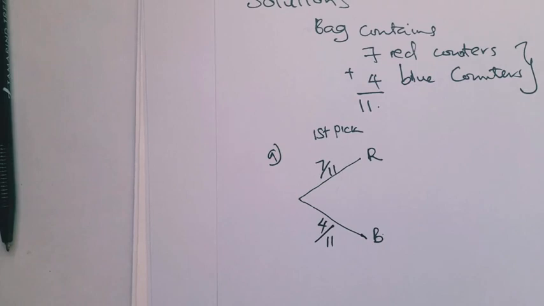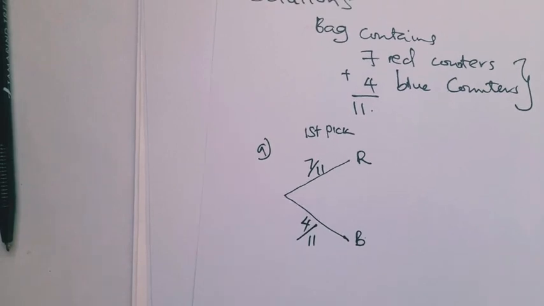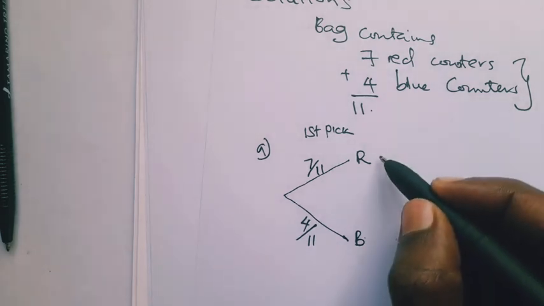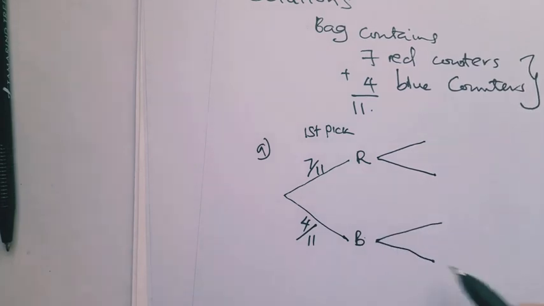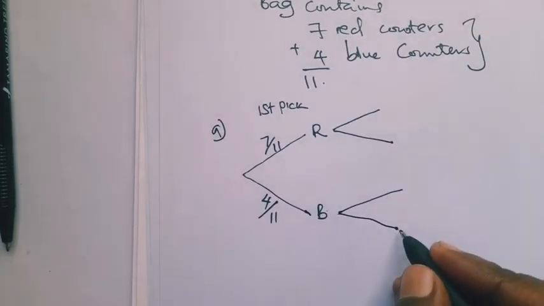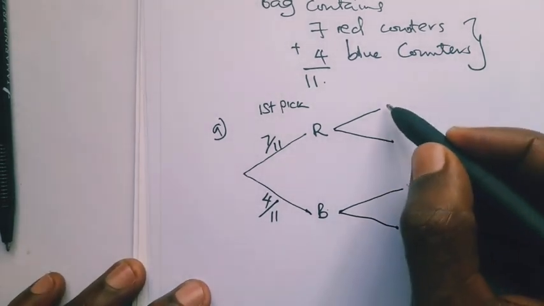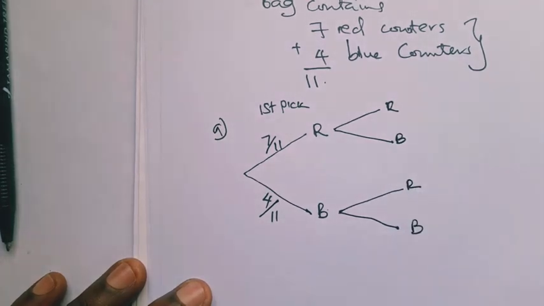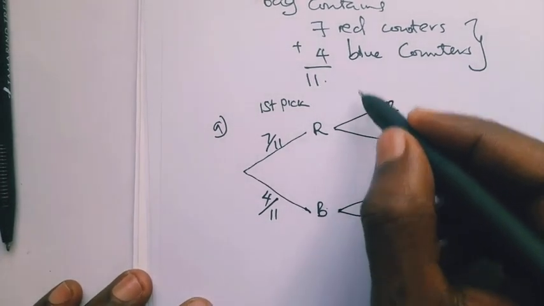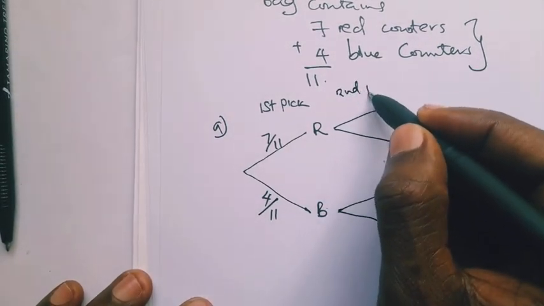So for the second pick, it means again for each we have 2 branches. When a tree grows, we expect branches to come up, more branches to emanate from the existing branches. So then it means at this point we also expect to have 2 branches, and then at this other point we also expect to have 2 branches. Now these branches we can again label as R, blue, R, blue. Now this column we call it second pick.